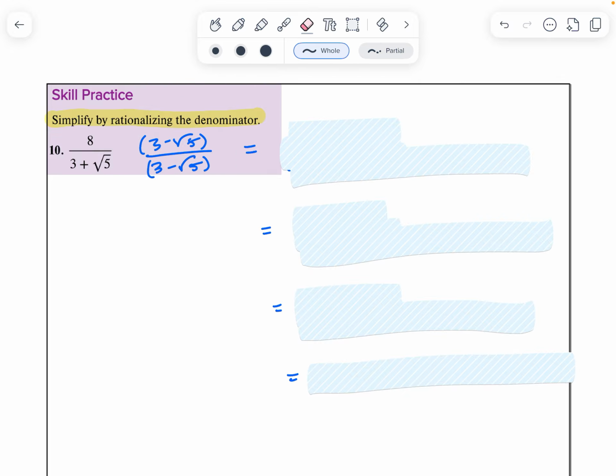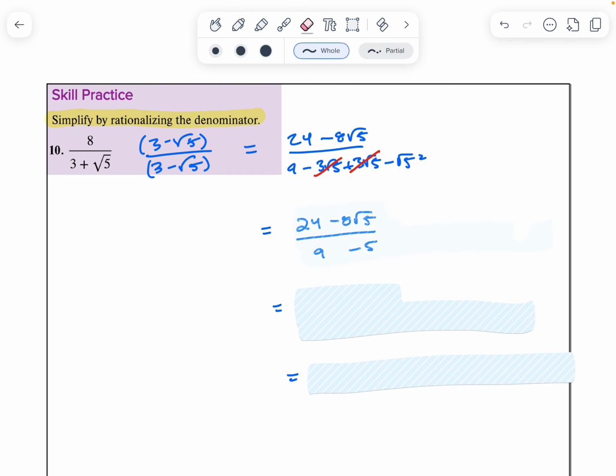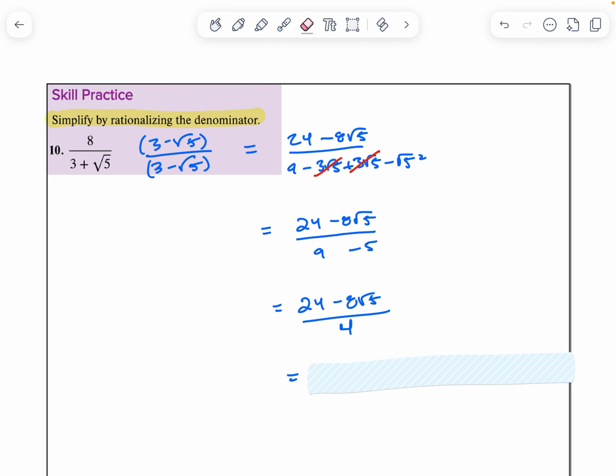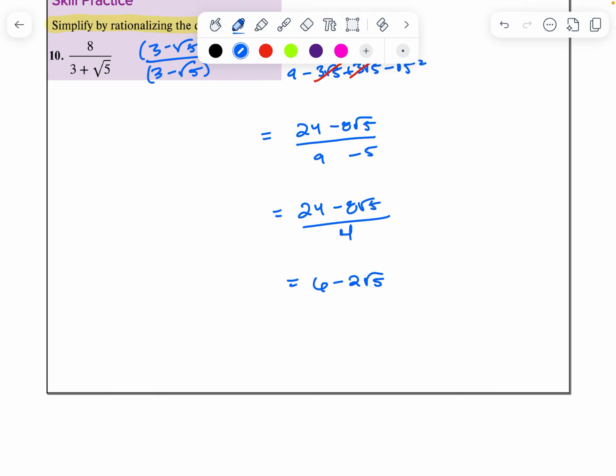When I did that, this is what happened when I distributed. Notice these terms on the bottom. The middle items go away, as promised. The square root of 5 squared is just 5. 9 minus 5 on the bottom is 4. Notice here that the 24, the 8, and the 4 are all divisible by 4, so you could divide them all by 4. We actually got a really nice answer this time. And there is not a square root in the denominator, and that's what we wanted.